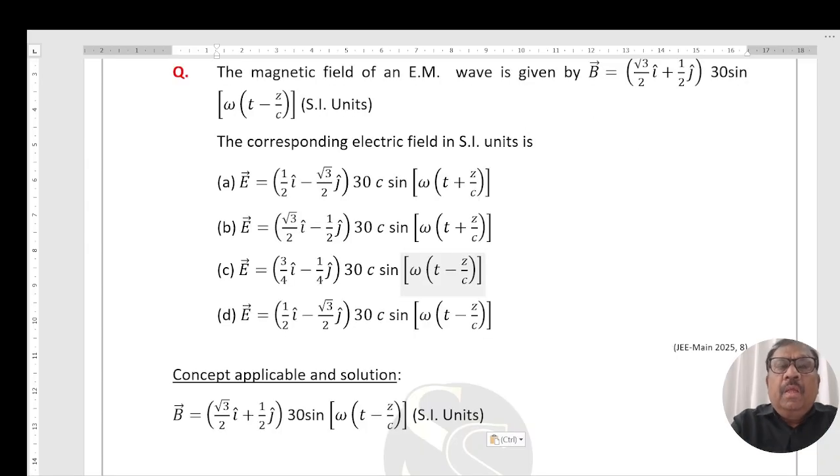Question is, the magnetic field of an electromagnetic wave is given by (root 3 by 2 i plus 1 by 2 j) 30 sin(omega t minus z by c) in SI unit. Corresponding electric field in SI units are. Four options are given, one of the options is correct.